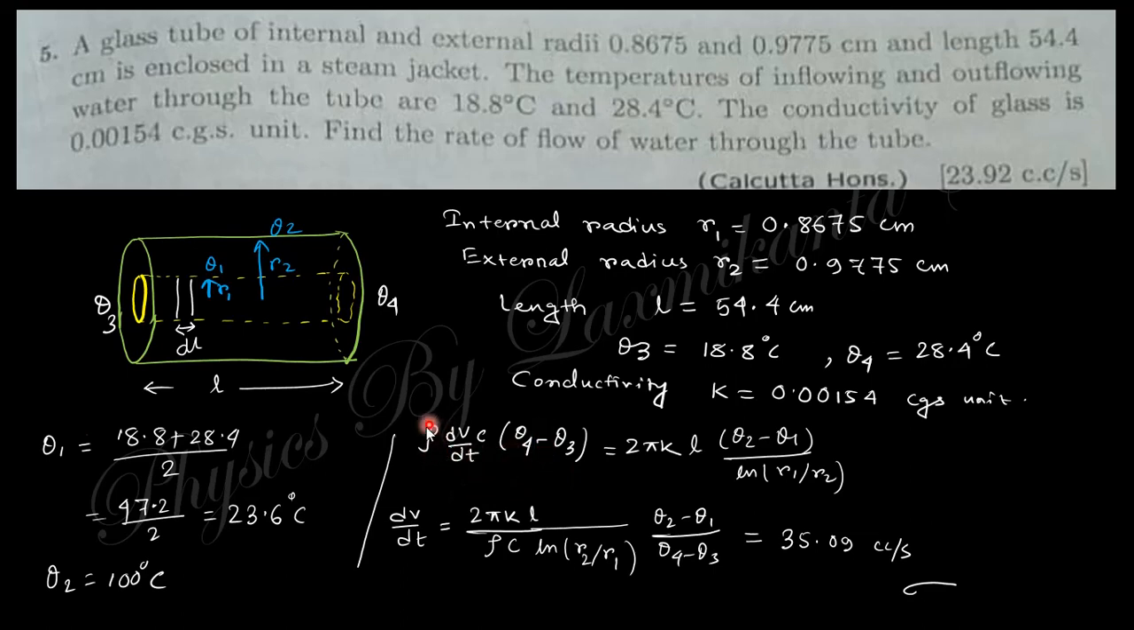You can see here that density times volume is the mass, and divided by time, with the specific heat and temperature difference. So from there dV/dt, the volume per unit time which flows through this tube, equals this. Okay, go to the next one.